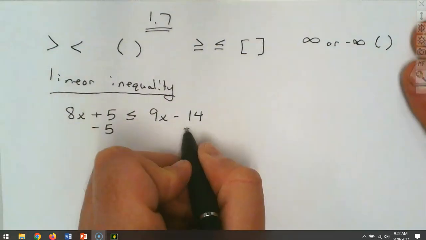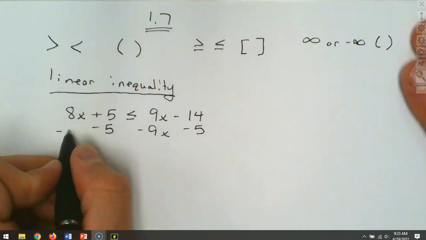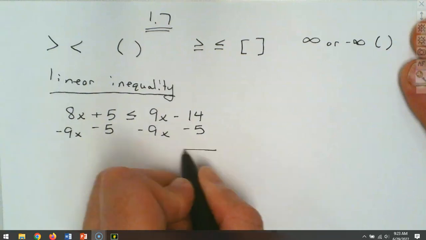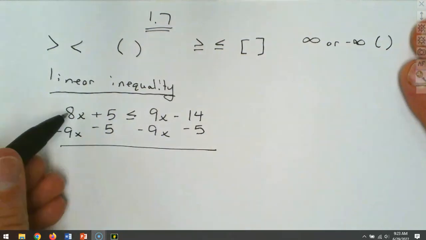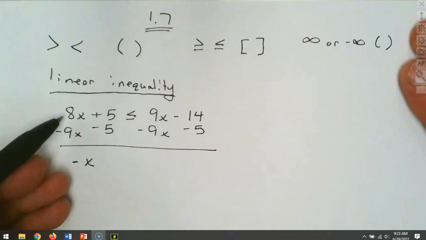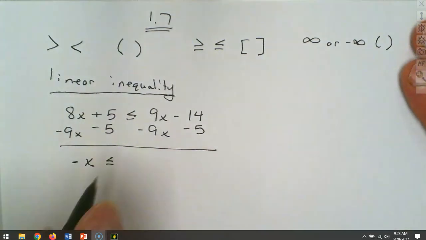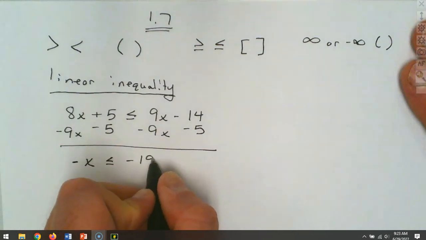So we move the 5 over, and we move the 9x over as well. And 8 minus 9, well, that makes it a single x, and it's negative, right? Because 8 minus 9 makes it a minus x. Now, the inequality symbol stays the same. And on the right-hand side, we have minus 14 and a minus 5. That makes it a minus 19.